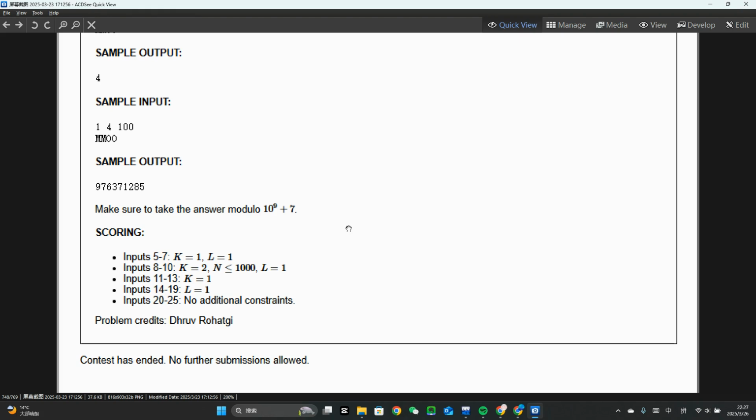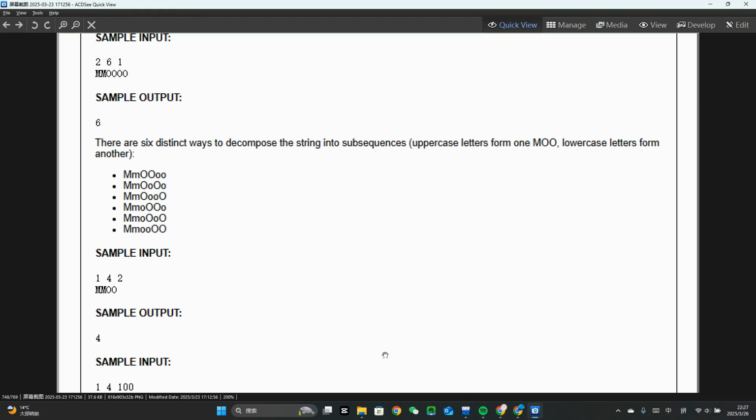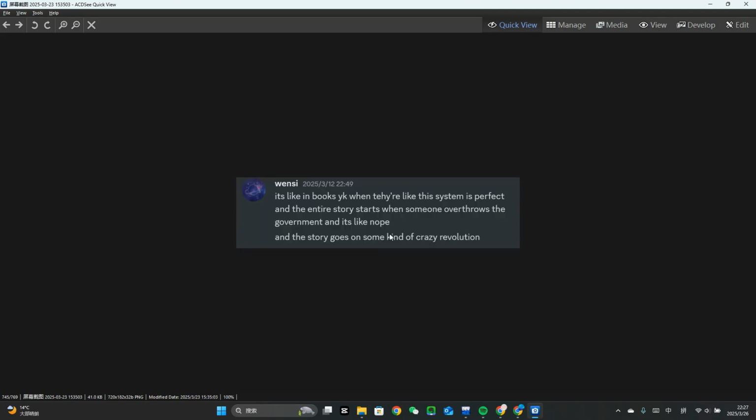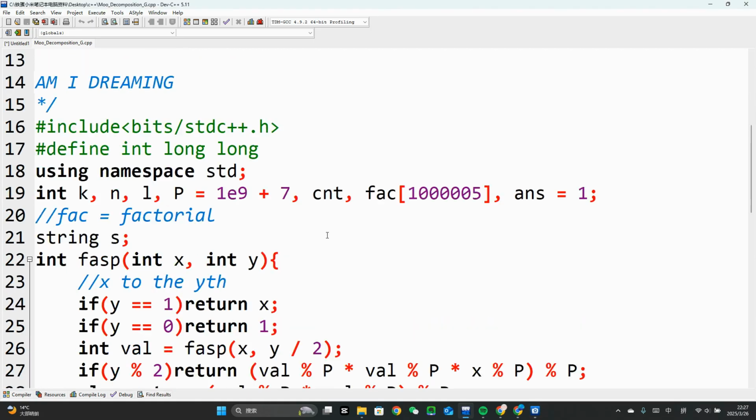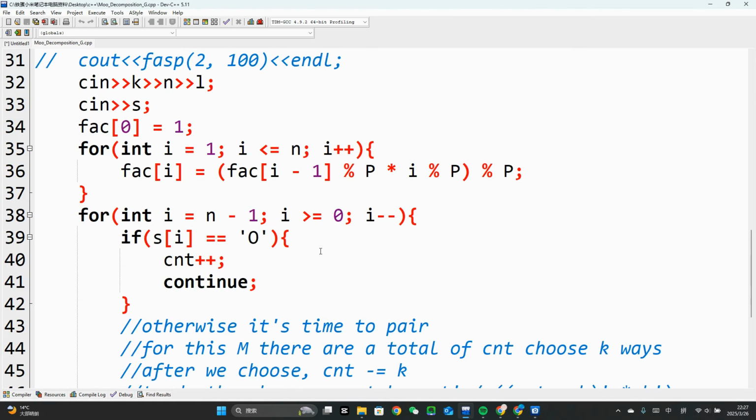So you can pause the video once again and think about this problem yourself. Okay, so my solution is actually quite straightforward.